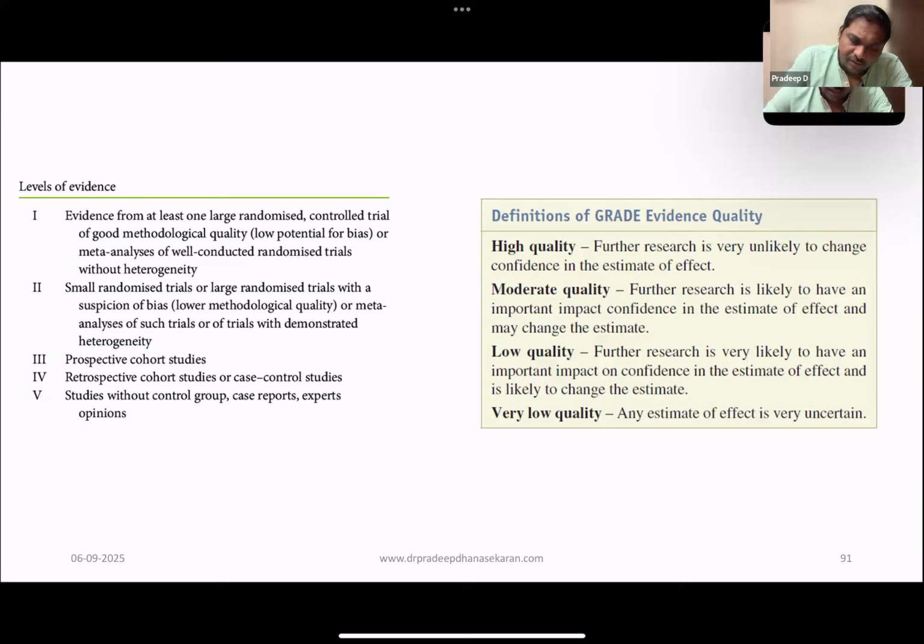These are the GRADE evidence quality levels. High quality grade is given by the definition: further research is very unlikely to change the confidence. That means whenever the recommendation is high, there is no need for further research in that area. Whenever there is low quality or very low quality evidence, in such areas you need to understand there is a lack of high quality evidence, so you need to reconduct such tests in that area.